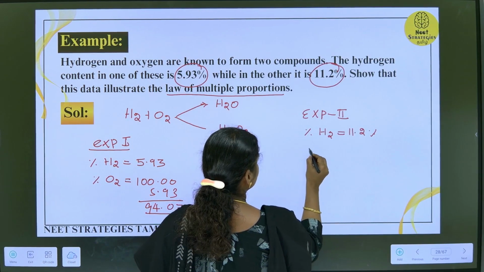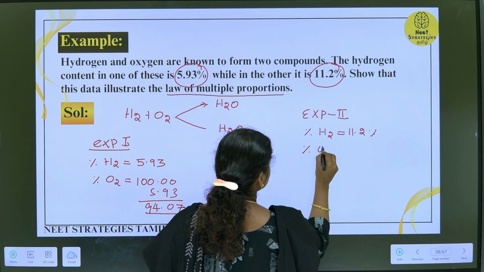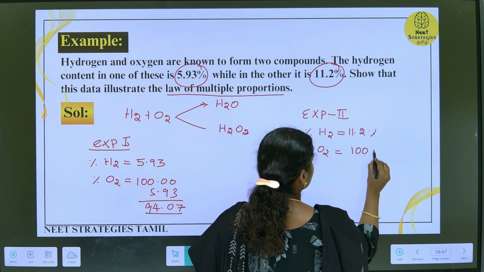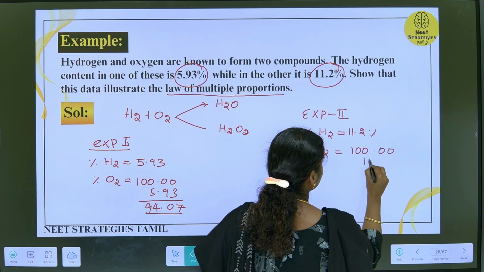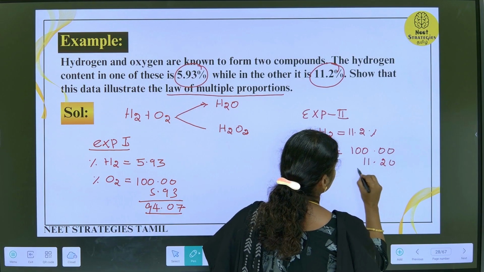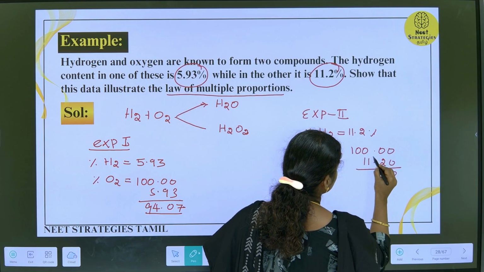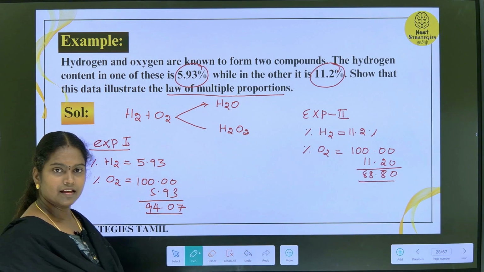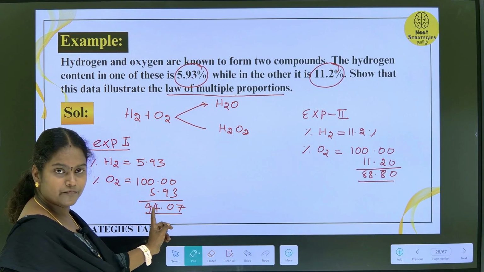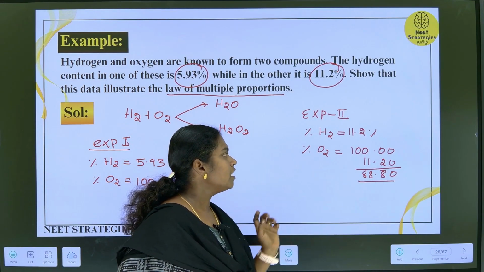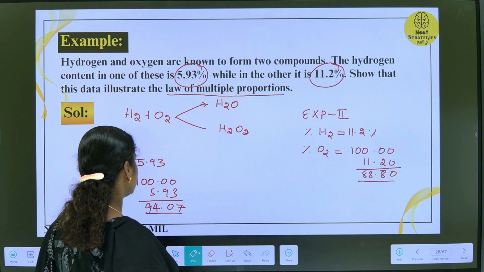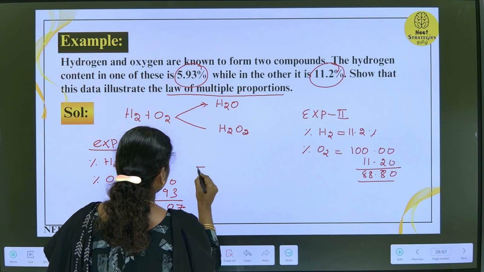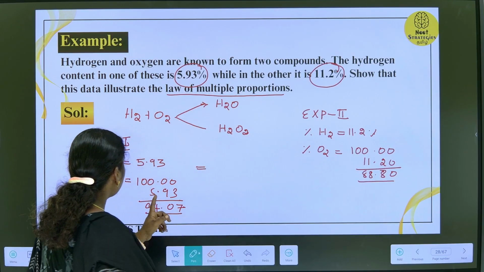So the percentage of oxygen in this one: percentage of oxygen is equal to 100 minus 11.22. Okay, so that is 88.8%. In this one the oxygen content is 94.07, and in this one the oxygen content is 88.86. Okay? So now what are we going to work out?